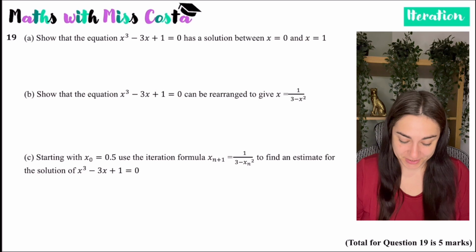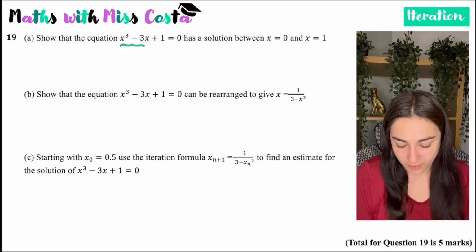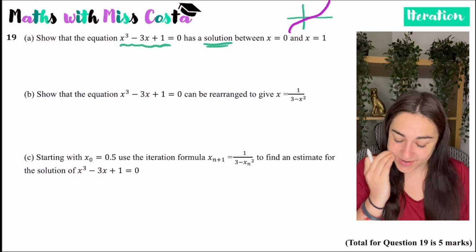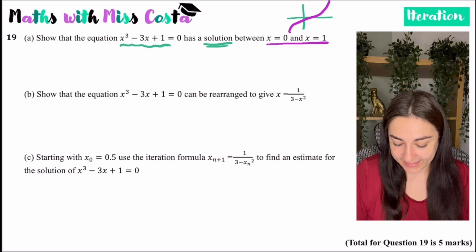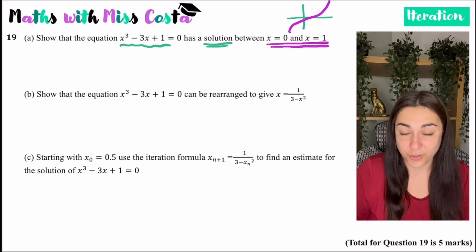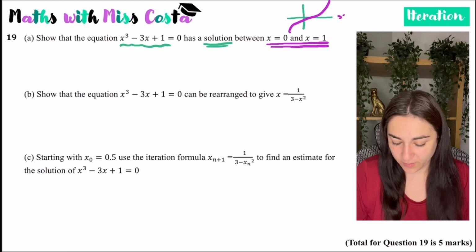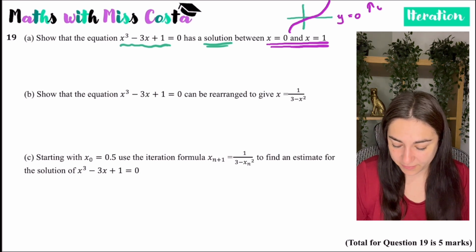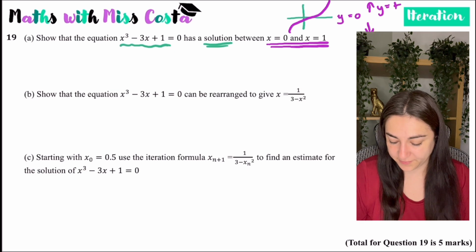Okay, so in this question, I am told that the cubic equation has a solution between x is 0 and x is 1. So all that means is that the cubic graph must be crossing the axis between x is 0 and x is 1. And the way to prove that is, well, over here, y is 0. And anything above that, y is going to be positive. Anything below that, y is going to be negative.